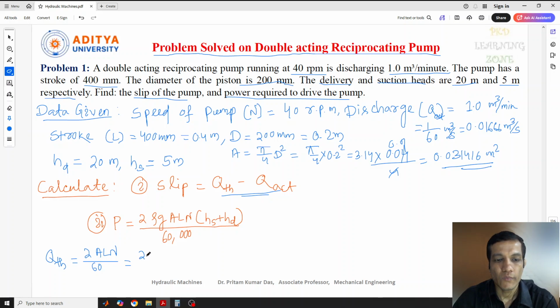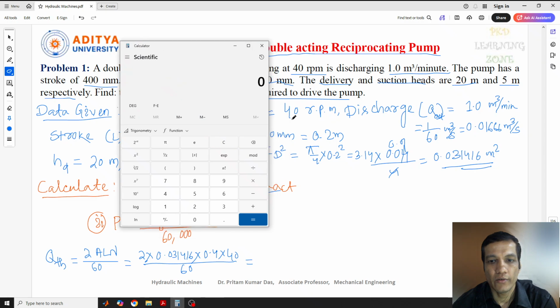Okay, so 2 into 0.03146 into length. Stroke length is how much? That is 0.4. Speed is 40 and divided by 60. Now we need to solve this, then we'll find out the theoretical discharge. Now let me see whether this value is correct or not. 0.2 square into pi and divided by 4.